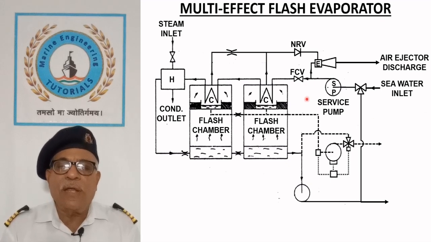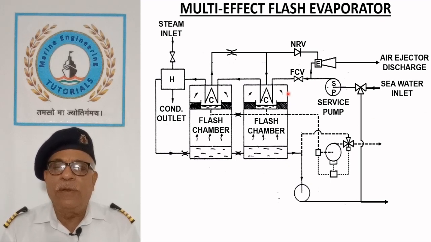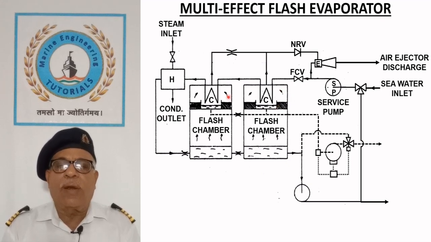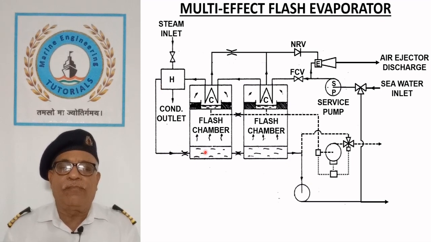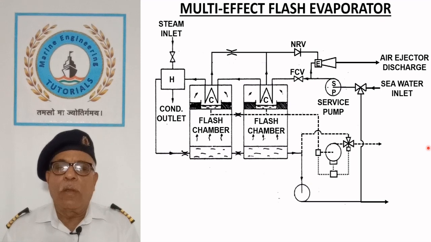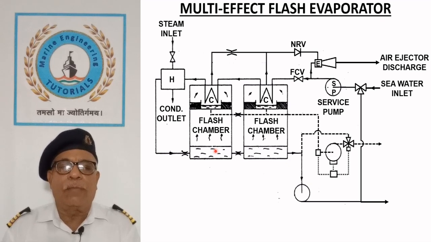Seawater first condenses the evaporated vapors in both flash chambers where its temperature rises and then heated by steam in the heat exchanger to 80 degrees centigrade before entering the flash chamber. Part of the heated and pressurized seawater on entry into the flash chamber evaporates due to low saturation temperature corresponding to low pressure in the chamber.